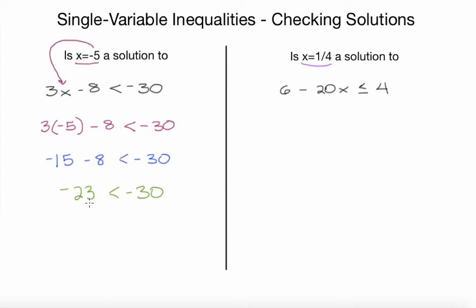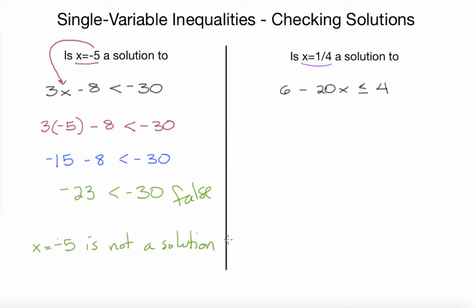Is negative 23 a number that is less than negative 30? Well, if I look at a number line, negative 23 is to the right of negative 30, which means it is greater than. So even though positive 23 is less than positive 30, negative 23 is actually a greater number. So this is a false statement, so x equals negative 5 is not a solution.